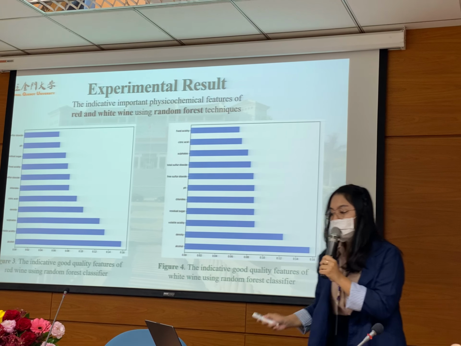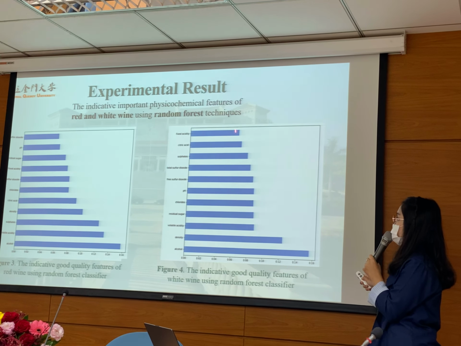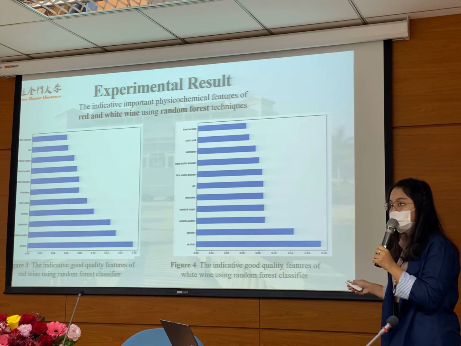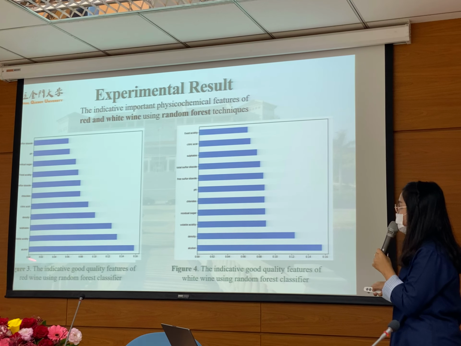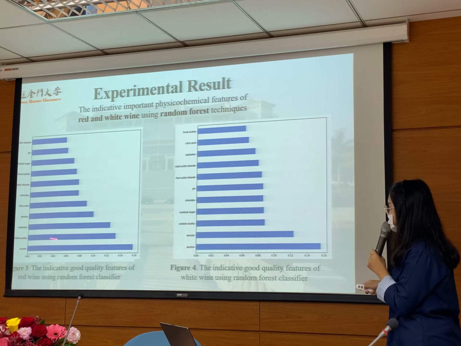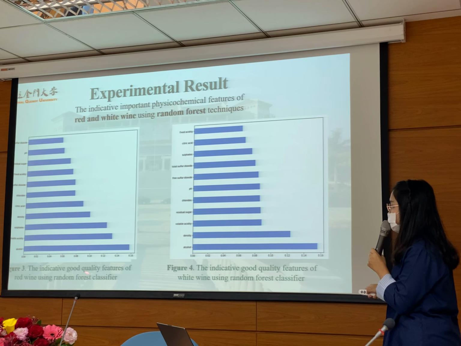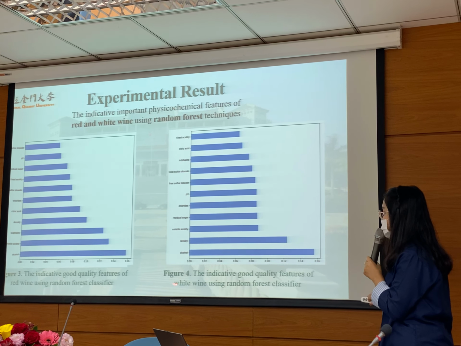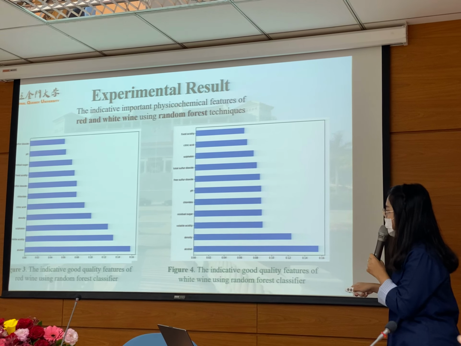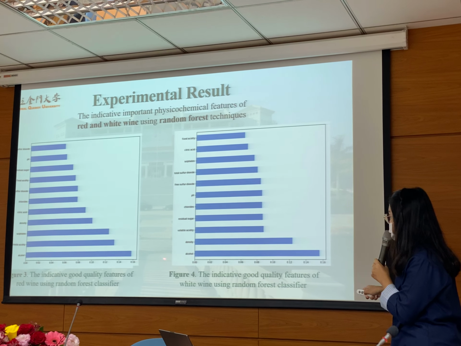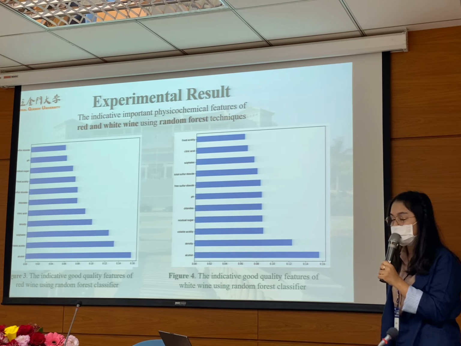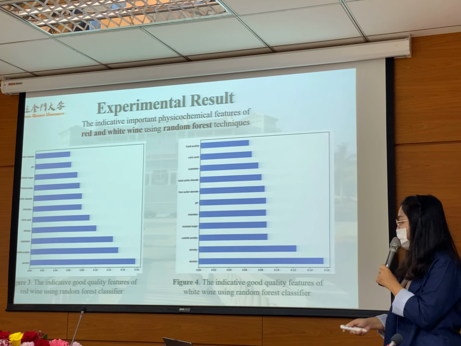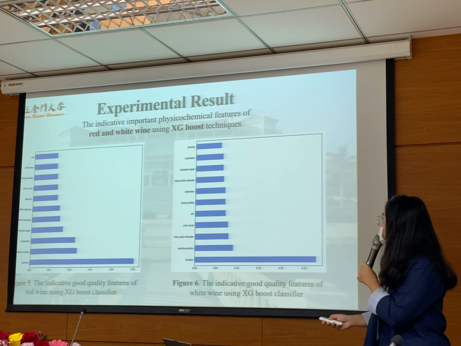And then the next one, here are the indicative important physicochemical features of the red and white wine using the random forest technique. Because the random forest and the XGBoost have the highest accuracy, we can see here that alcohol is the indicative good quality feature of the red one using random forest, and then here is the white one. We can see here that alcohol has the highest indication of good quality of the wine itself, for both the red and white wine.